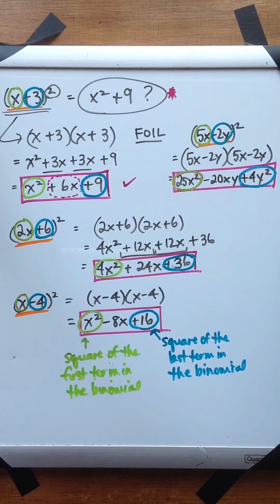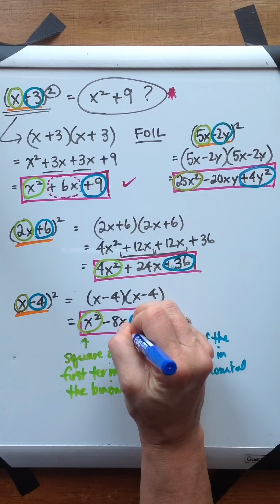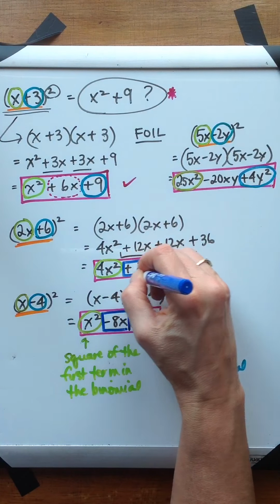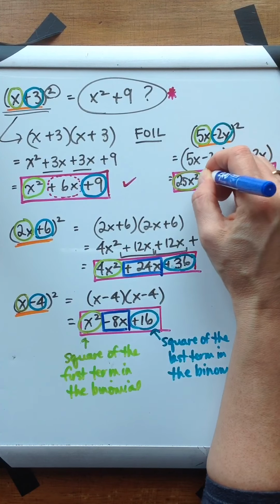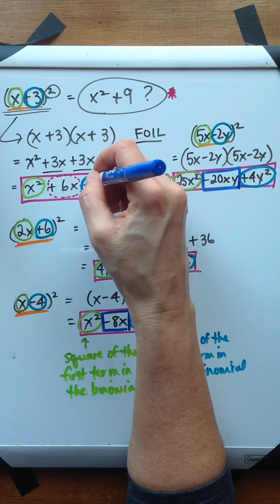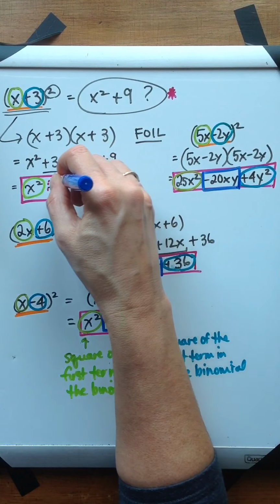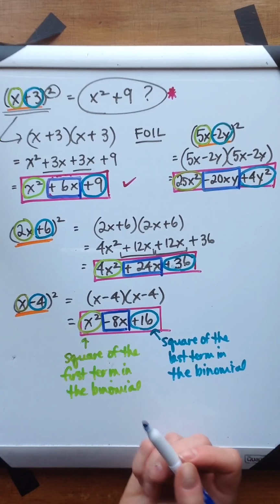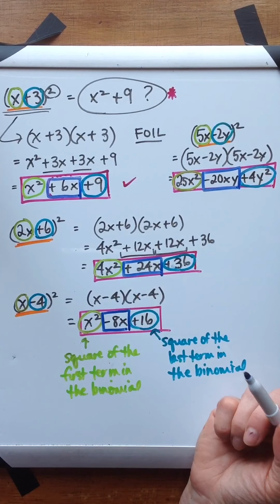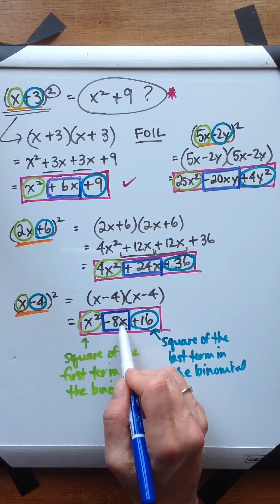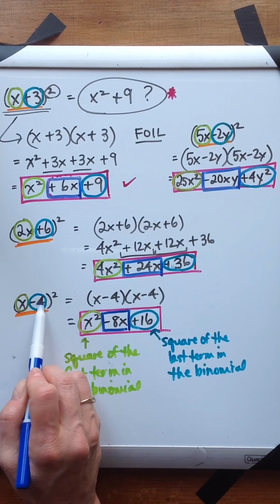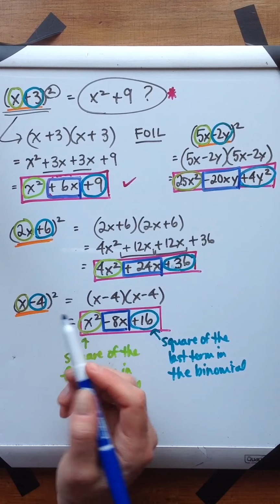All right, the final pattern we want to look for here is what about the middle terms? So let's highlight them. Negative 8x here, positive 24, negative 20, and positive 6. And let's compare them to the original binomial. What do we notice as a pattern? Well, this middle term comes from multiplying the first term and the second term in the binomial together and doubling them.